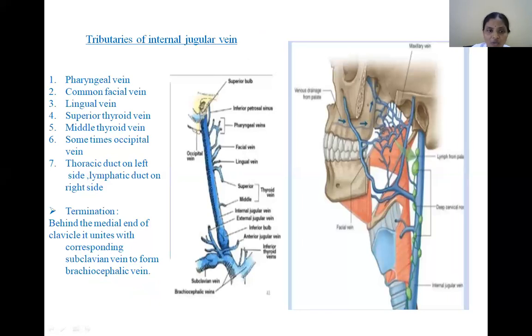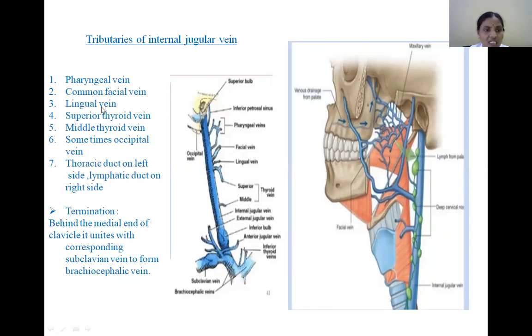Then what are the tributaries? On its course, it first receives pharyngeal veins. Then the common facial vein. See, this is the facial vein, and the anterior division of the retromandibular vein. Both are fused to form the common facial vein. So that common facial vein drains into the internal jugular vein.